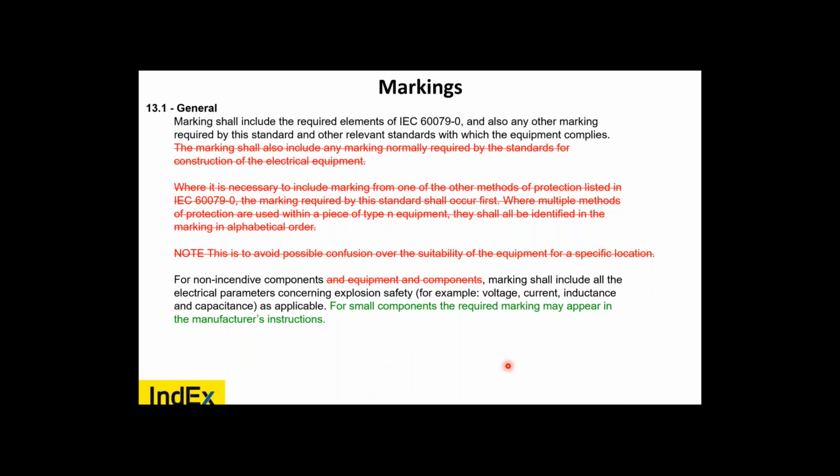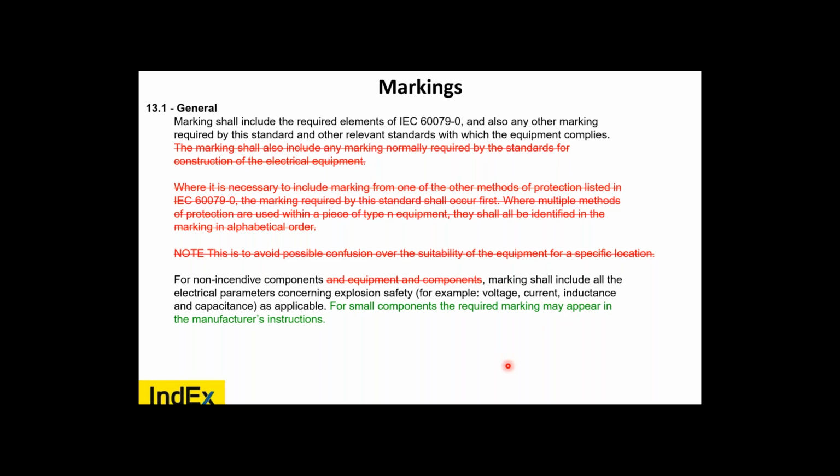Now, markings, it's changed significantly. They shall comply with 60079-0. So in the old version of 0, it never mentioned you had to have A, B, or C, DA, DB, DC. That's EXD, flame proof. Or EXEC. That never had to be mentioned. That's where EXN used to be.